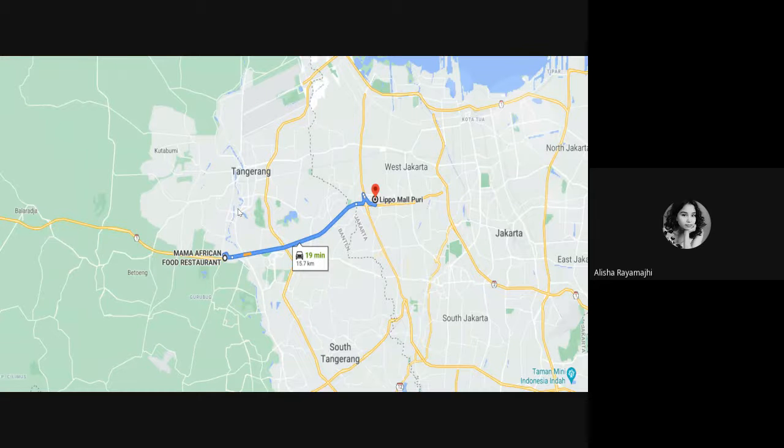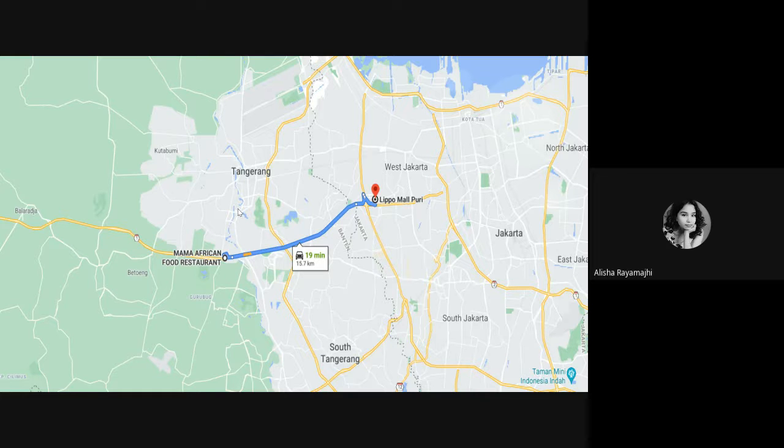So after this, after a heavy lunch, we wanted to have some fun too. So we searched Google and we found a mall. It was Lippo Mall. We wanted to have fun there and do some shopping also. So we booked a cab and went there.